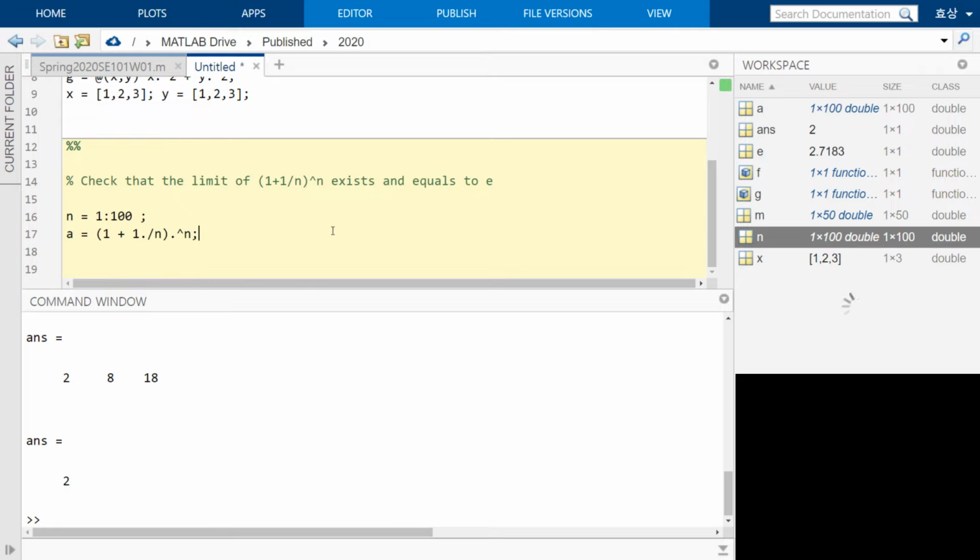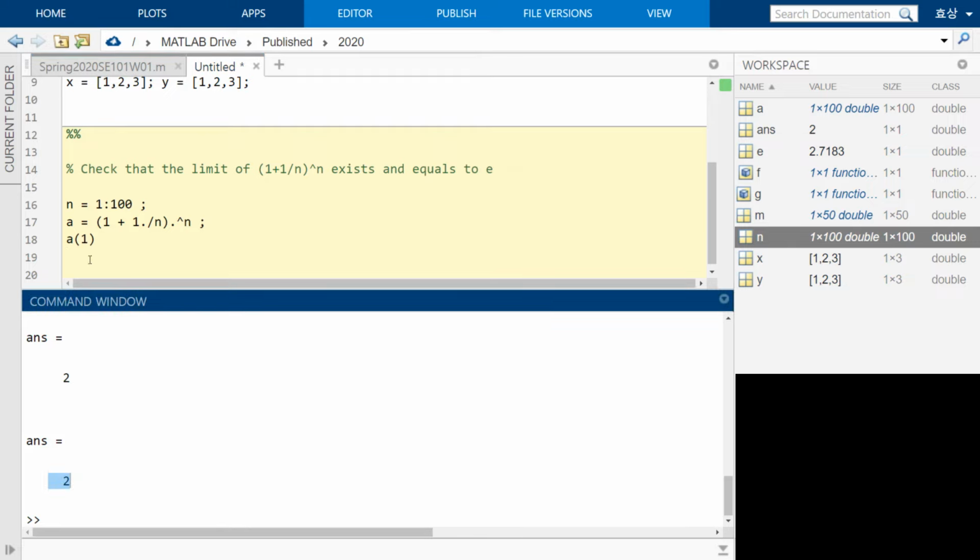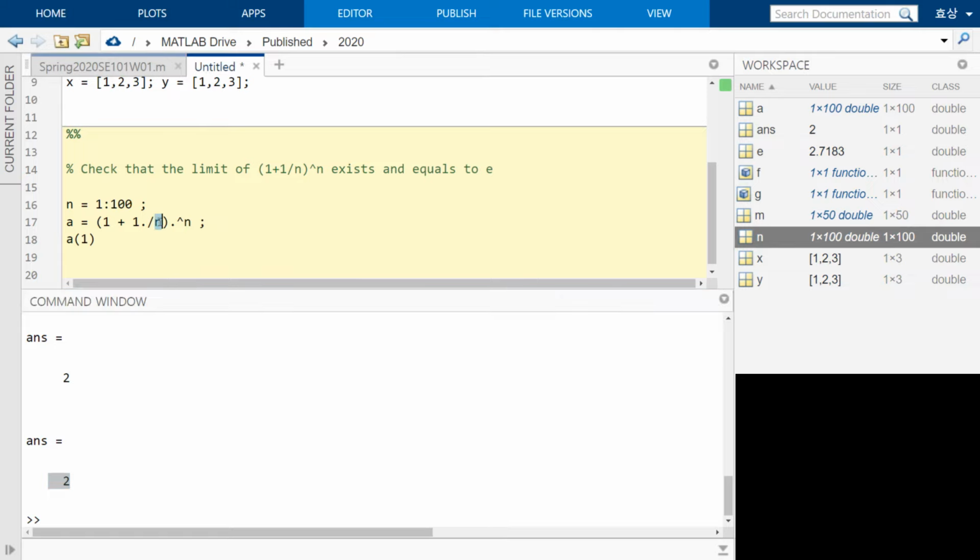And then I'm putting a semicolon after all these command lines because I don't want the entire outputs to be shown, because I just need the end. Because you see, what is A1? That's 2, right? So how do we get A1 equals 2? Because the first value of n is 1, and I plug in the 1 in the place of n here, so you get 1 plus 1 to the power of 1, that's 2, right?